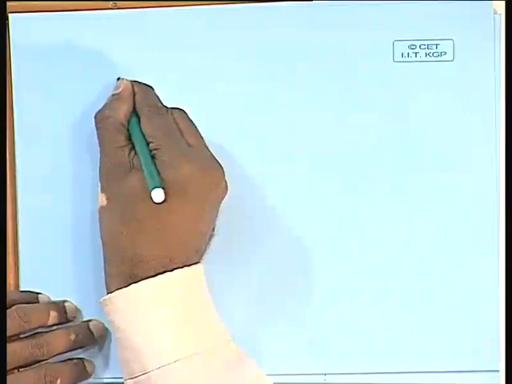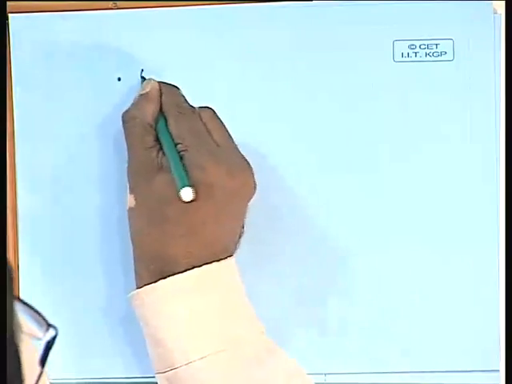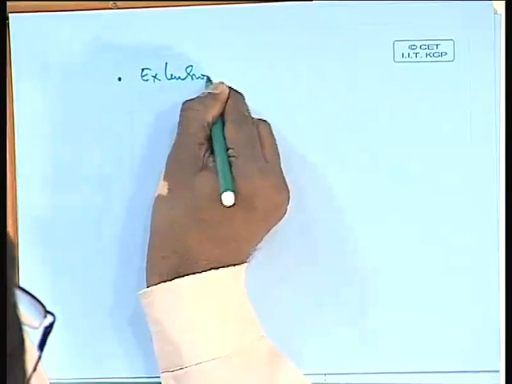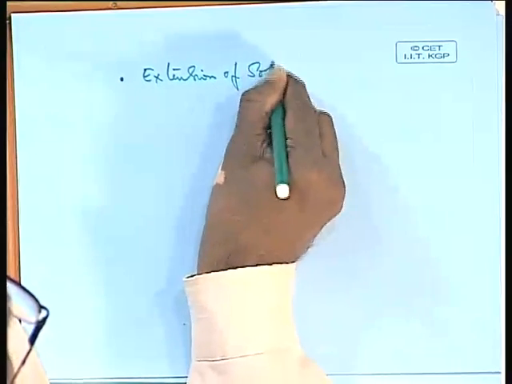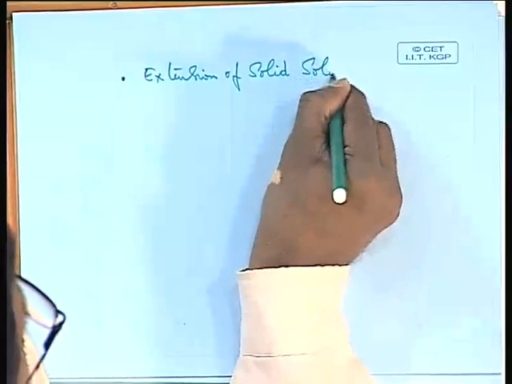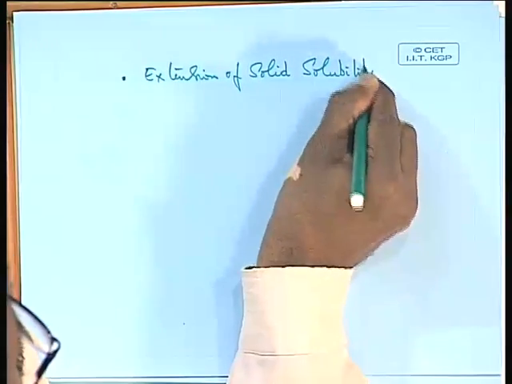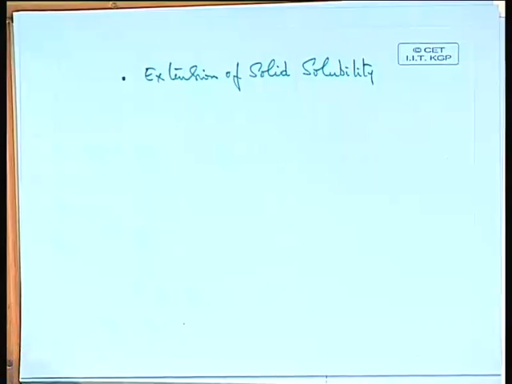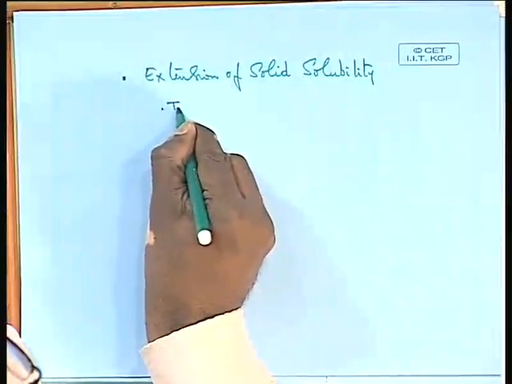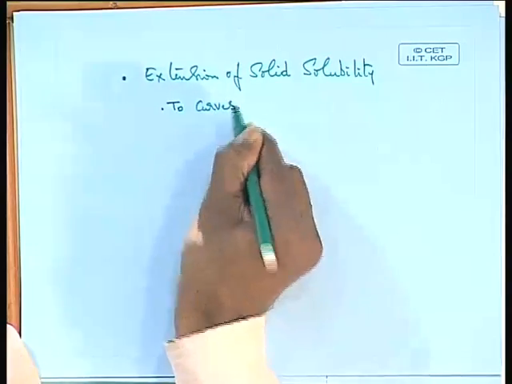The second thing is what is called extension of solid solubility. This is another advantage of rapid solidification processing. And why do you get this? This comes again because of high undercooling. Whenever you have high undercooling, we have talked about T0 curves in the thermodynamics class. So it is all related to the T0 curves.